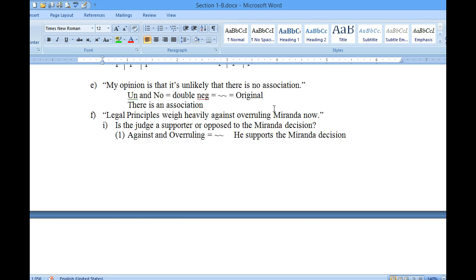My next proposition: my opinion is that it's unlikely that there is no association. So how many negations do I have in here? Unlikely, no association. A negative times a negative makes a positive, and they cancel each other out. So I can even read this sentence by just ignoring those: my opinion is that it's likely that there is an association. So that there is an association according to this person's opinion.